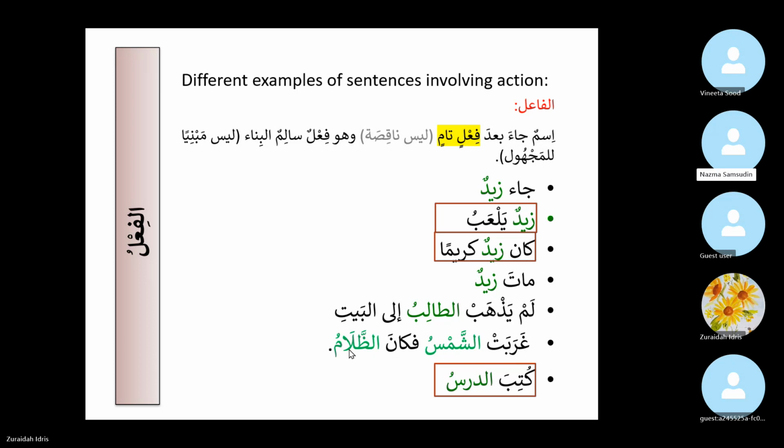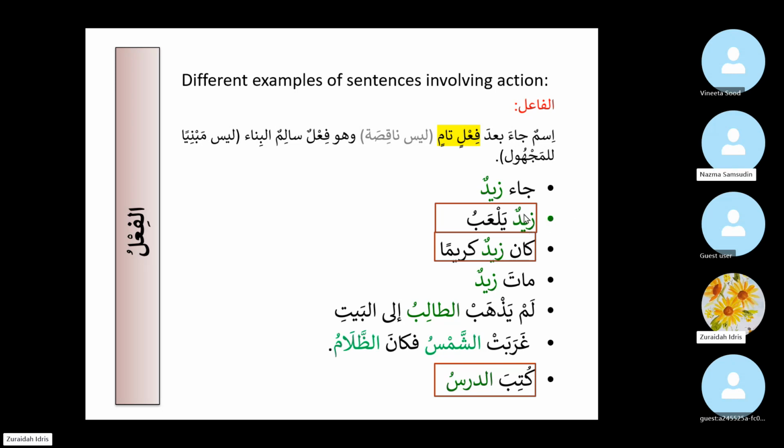What's the significance of al there? Al-zalam is just to say the night. The darkness, sorry. Doesn't it make it an isim and not an action? Yeah, this is a fa'il, not a fi'il. This is the fa'il, so it is an isim. Yeah, the fa'il is an isim.